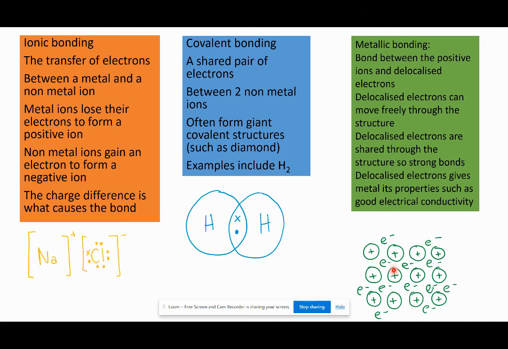None of these are particularly easy to break. These are all quite strong chemical bonds, and breaking these requires a chemical reaction.